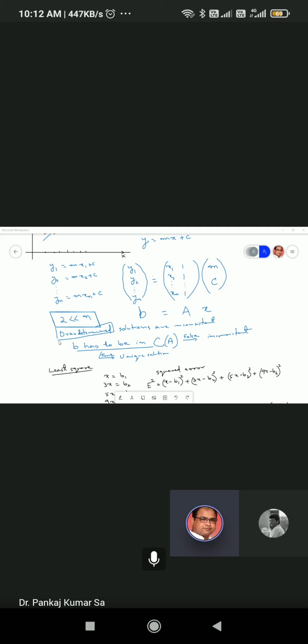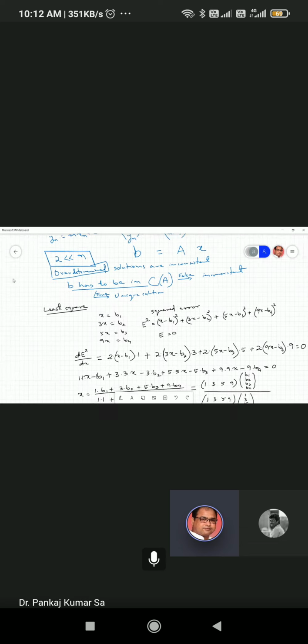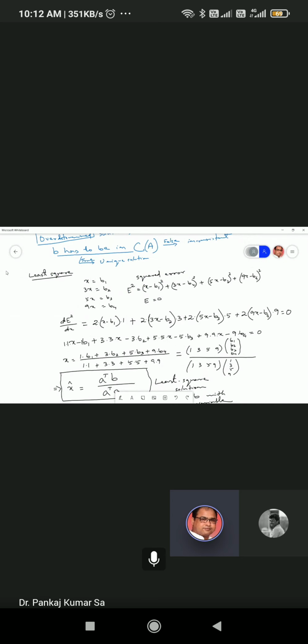So what do we mean by overdetermined? In order to have a consistent solution for this m and c, b has to be in the column space of A. If b is not in the column space of A, you do not get a consistent solution. Now, in order to solve this, we started with the least square approach.